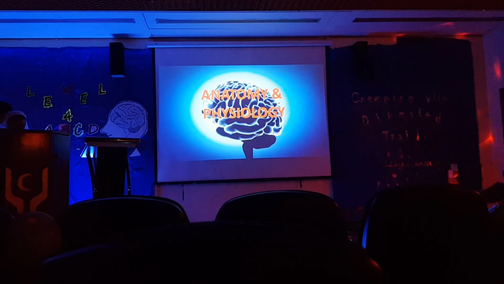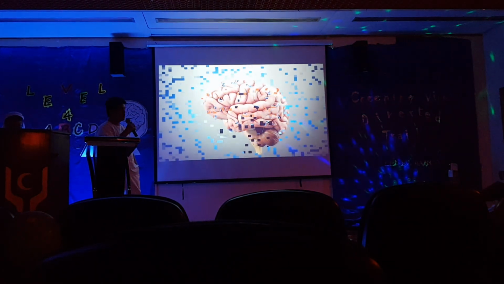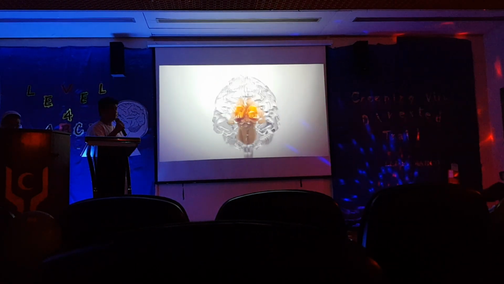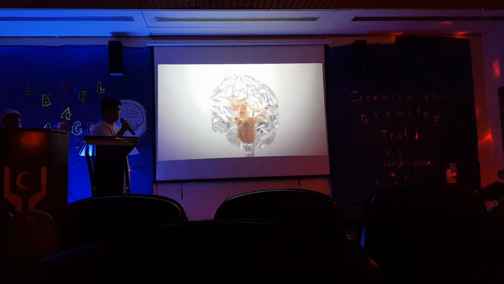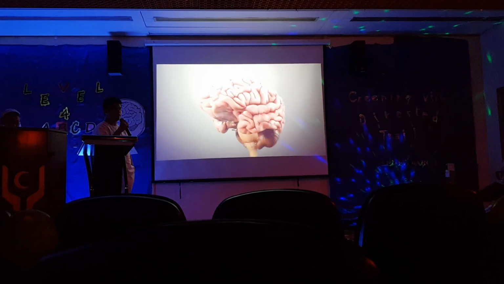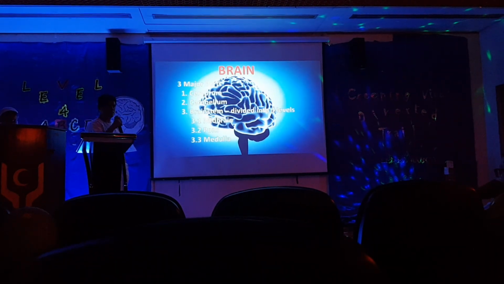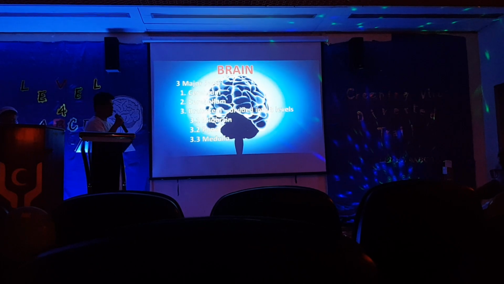Thank you so much, ma'am. Good afternoon. When we say herpes encephalitis, the main affected part is the brain. And brain is basically defined as one of the largest and most complex human organs in the body. And it has 3 major parts: the cerebrum, the cerebellum, and the brainstem.